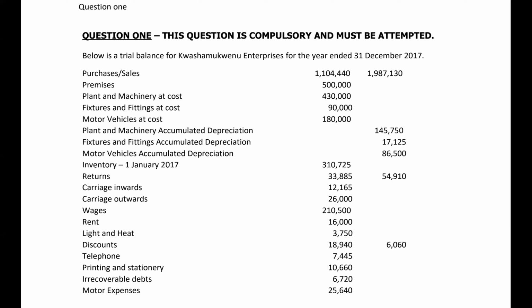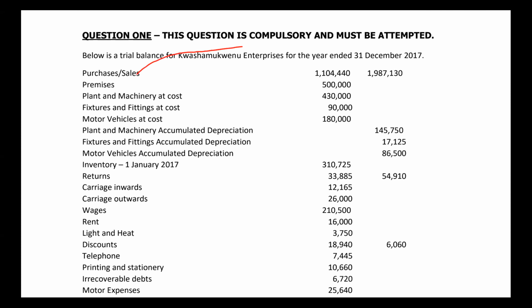Question number 1. Below is a trial balance for Kwashamu Kwenu Enterprises for the year ended 31st December 2017. Number 1, the purchases and sales. So what it means is that the sales are these, then the purchases are these. You're following, right? Yes, that's what this means. That's how you look at that.